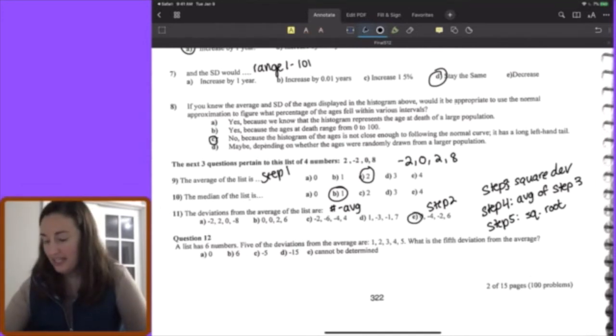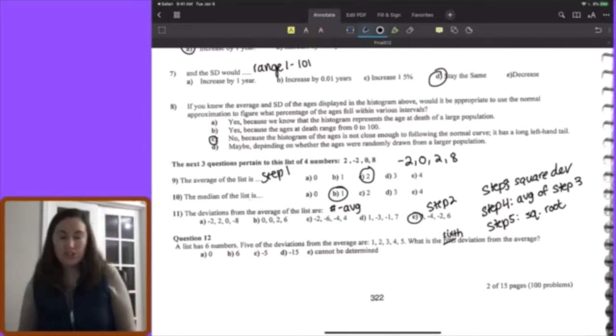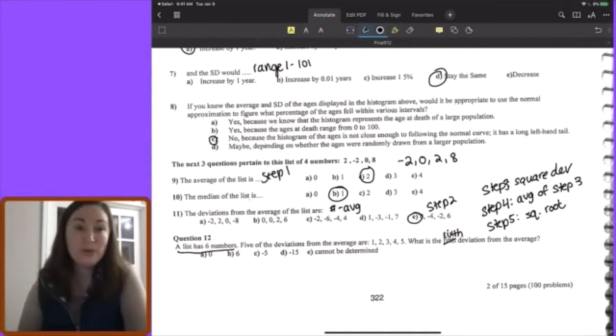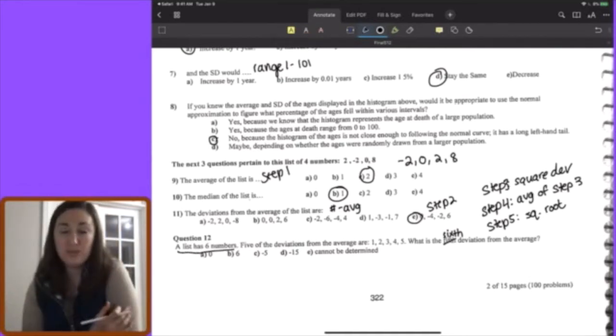And then question 12, this says a list has 6 numbers. We have 5 deviations from the average. It should say what is the 6th one, right? And so how do we figure this out? It just says a list has 6 numbers, but I don't know what's on the list, so I can't find the average and subtract that.